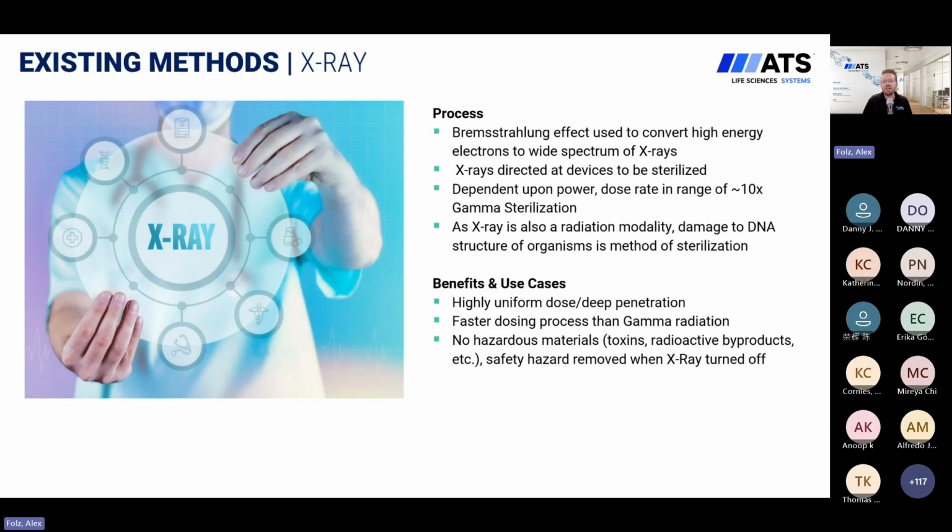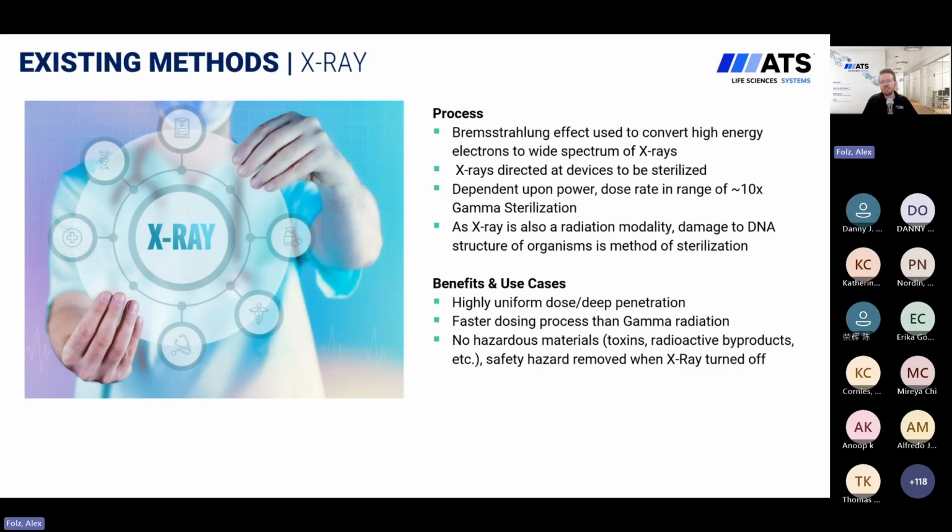Finally, touching briefly on X-ray. So again, a radiation modality of sterilization. In this case, it's similar to an electron beam system, but we're also using the Bremsstrahlung effect to convert those electrons to a wide spectrum of X-rays, and the X-rays are actually what is directed at the device to be sterilized. Depending upon power here, we're looking at a dose rate about 10x of gamma sterilization, but still not high enough, we're still talking minutes, if not an hour, for sterilization. We're not really in that seconds or single piece flow region yet. In this case, again, it's a radiation modality, so damage to the DNA structure of the organism is the method of sterilization.